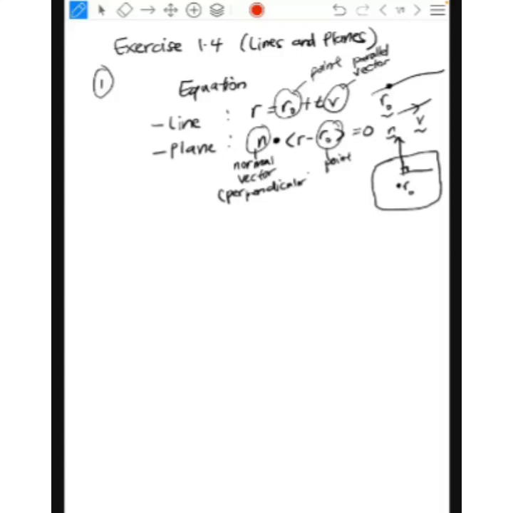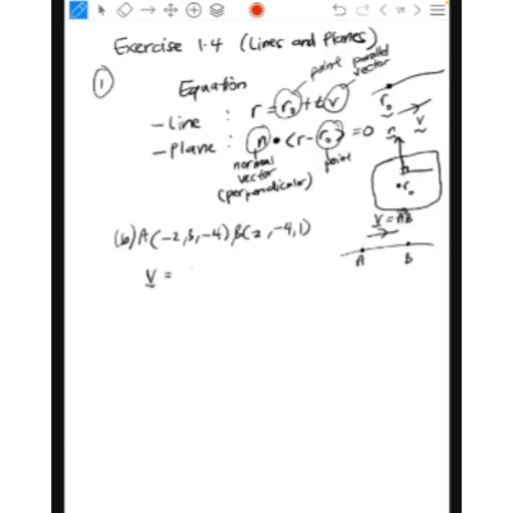So for question number one, let's look into B. We have -2, 3, -4, and then 2, -4, 1. So these are 2 points on the line. Let's say this is point A and this is point B. Now for the equation of a line, we only need 1 point, but here we have 2 points. We can use these 2 points to find our vector. Vector v is actually the same as AB, which is B minus A.